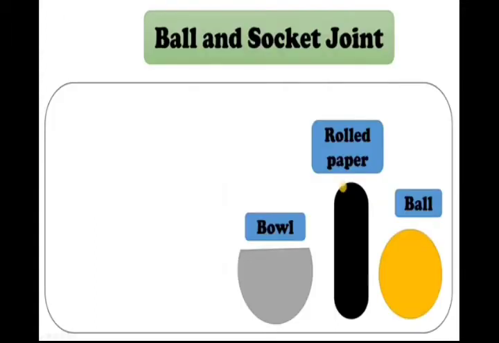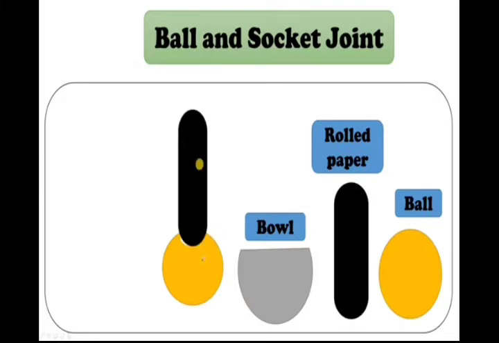Now let's discuss the ball and socket joint in detail. In order to understand this, you need a ball, a rolled paper, and a ball that is fully hollow inside. Take the ball and make a hole. After that, take the rolled paper and fix it inside the ball. Just do it like this.